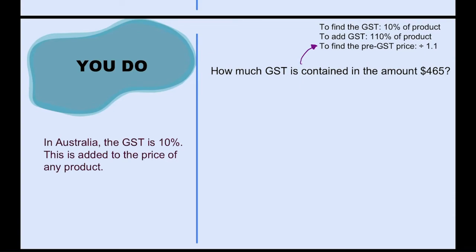All right, we're back. Here's the answer to this question. We've got to find out how much it costs before GST is applied. So we're going to divide by 1.1. And that gives us this number that is a weird decimal. So I'm going to just round that one off.